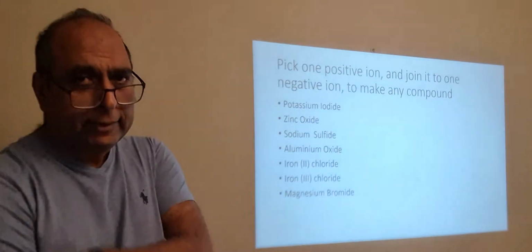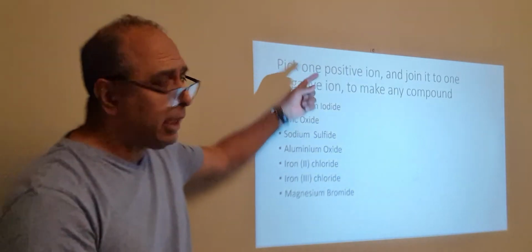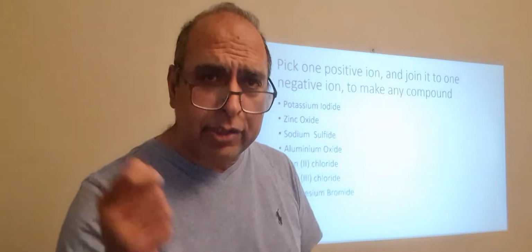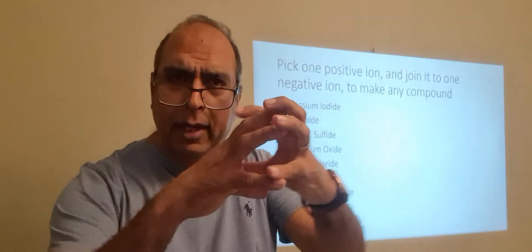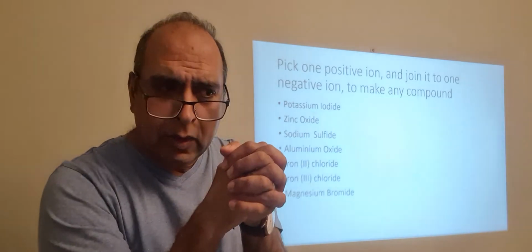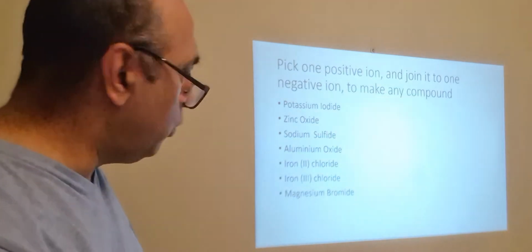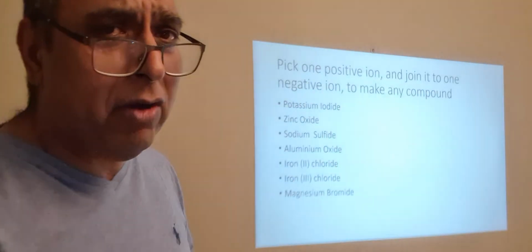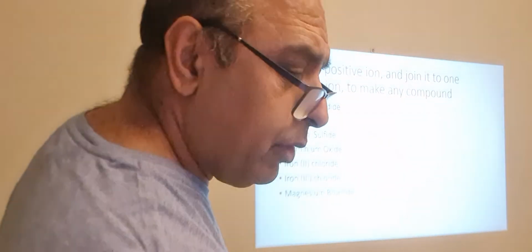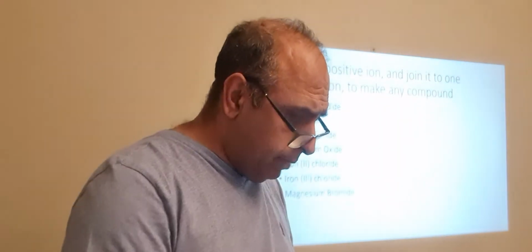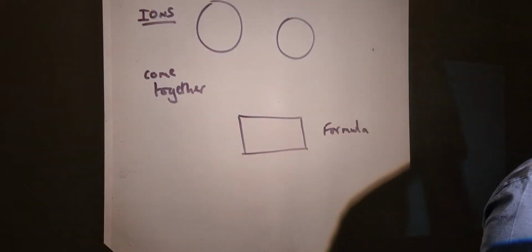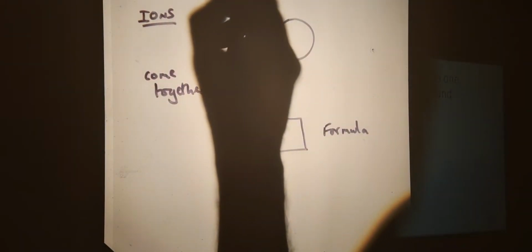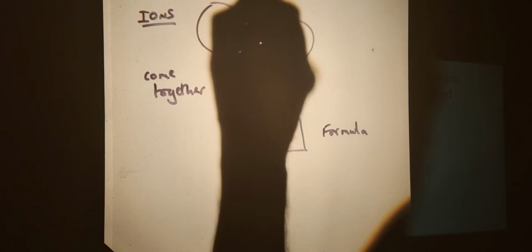Right, so if you were on your own, I would ask you to pick a positive ion, pick a negative ion, and then see if you can write the formula for if they were to come together. And I can do this now with you. I'm going to have to put on my overhead projector, I'm afraid, because I haven't yet worked out how I can write in my computer and display it. So the first chemical I had was potassium iodide.